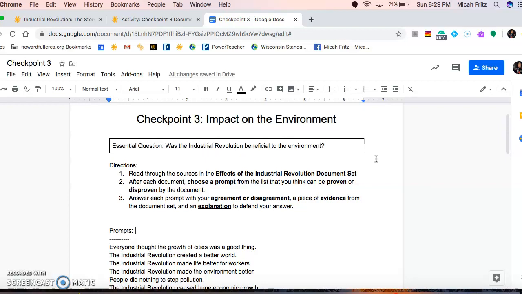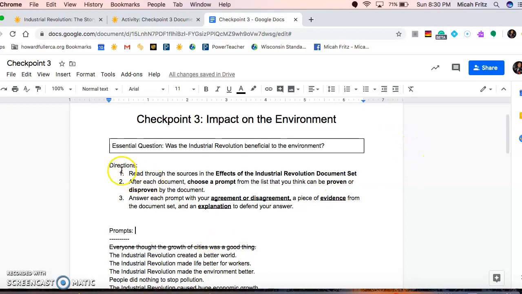environment. Now, if we were meeting all together, Checkpoint 3 would also result in us having a Socratic seminar. Since that is not going to be happening, you are going to be doing what I am calling the great virtual Socratic seminar preparation here for Checkpoint 3.